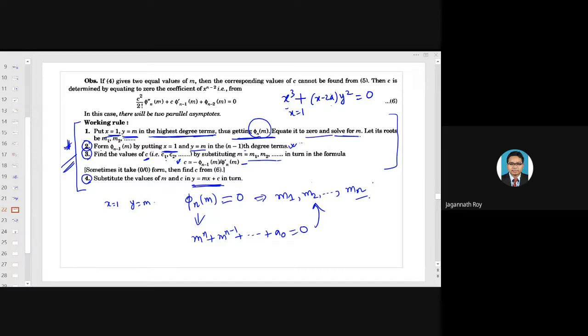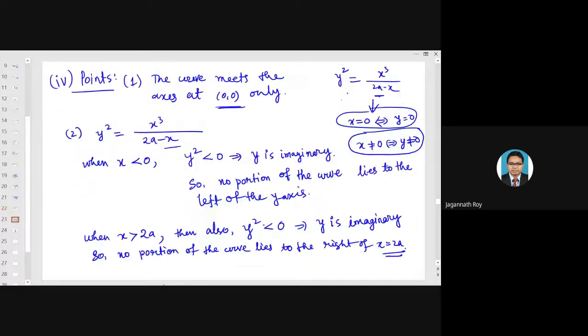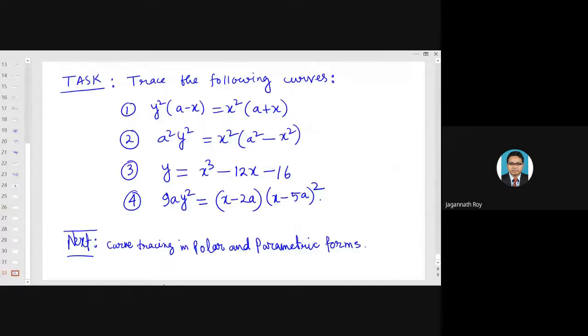Those who don't have any doubt can leave the meet. And let me just give you some practice problems. These are for your practice. Try to find out the curves, trace the curves.